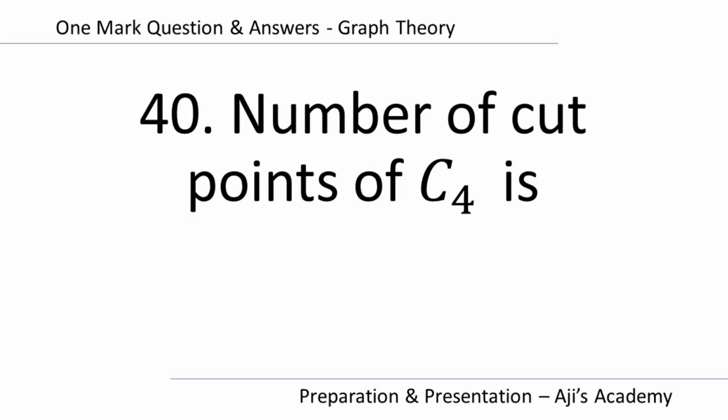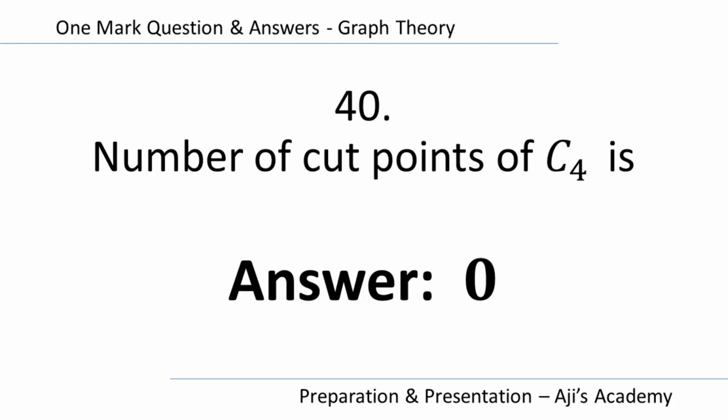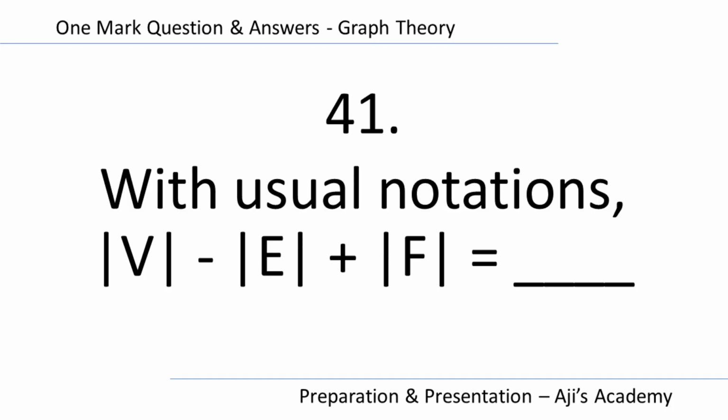Question number 40. Number of cut points of C4 is dash. We know in a cycle there is no cut points. So number of cut points of C4 is 0. Answer is 0.